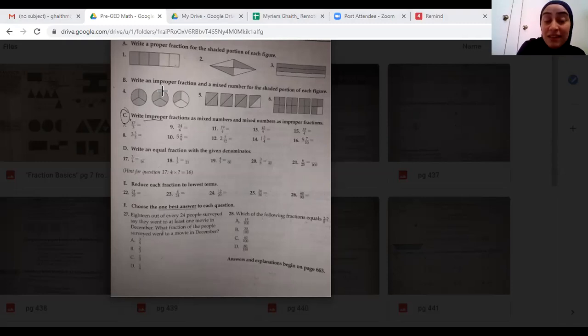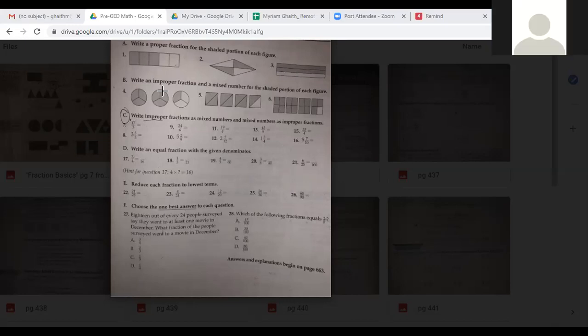Oh, yeah, that's a good question. It's not always that the numerator is smaller than the denominator. Remember, when we have a numerator that is greater than the denominator, what do we call that? It's in the directions. Look at B. Which page? This is not a page that you have. It's a page from another GED practice book. I will send it to you guys on Remind.